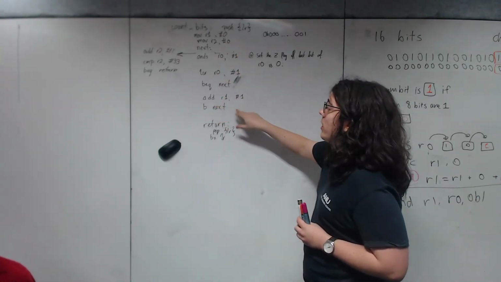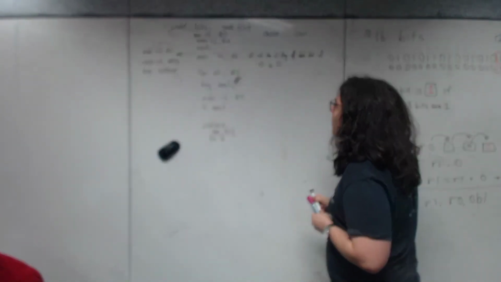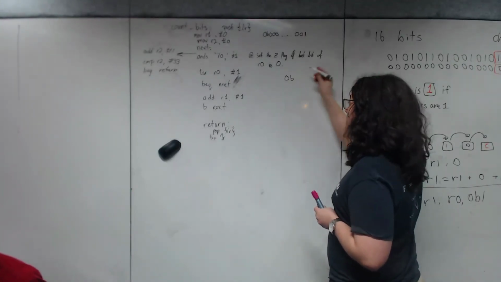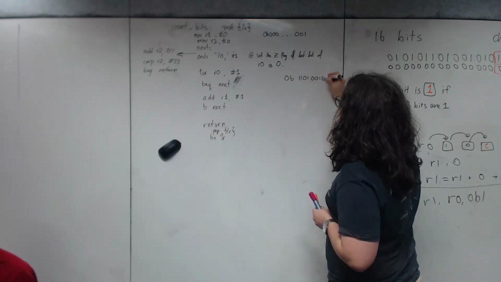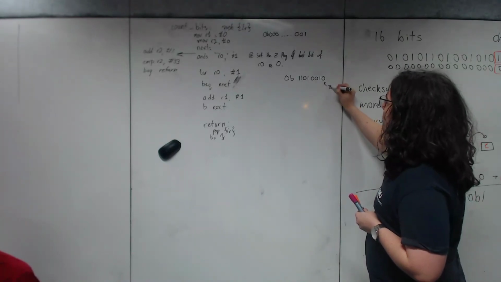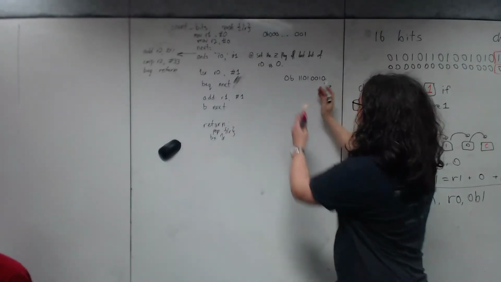Otherwise, we add 1 to R1, the counter for how many bits have been set to 1, and then we go back up there. To illustrate, let's say we don't have 32 bits, let's just say we have 8 bits: 1, 1, 0, 1, 0, 0, 1, 0. First of all, it checks that, the Z flag gets set, and then it will just go to next, and then it will shift this whole thing right.